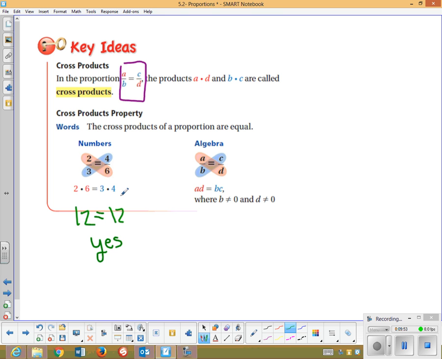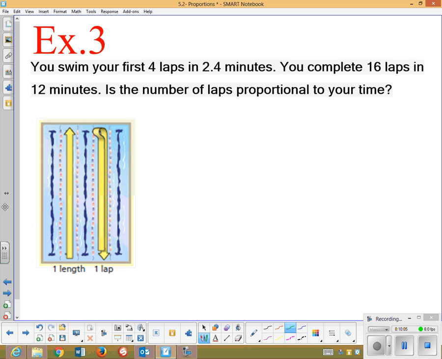So it says here, you swim your first 4 laps in 2.4 minutes. We're going to go ahead and set this up as a ratio. I know it says laps first, but it's going to be a lot easier if you put minutes on top. So I'm going to put 2.4 minutes on top over 4 laps. And I know I always say write what it says, but in this case, it's going to be preferred that you put minutes on top. If you're talking about time, time usually goes on top as well, just like money.